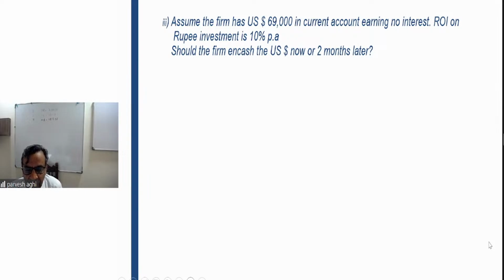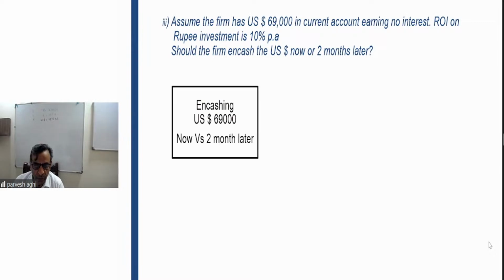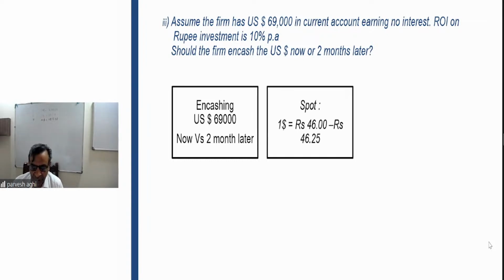Assume the firm has $69,000 in the current account, earning no interest. ROI on rupee investment is 10% per annum. Should the firm encash US dollar now or 2 months later. Fine. So first we have to understand encashing $69,000 now versus 2 months later.